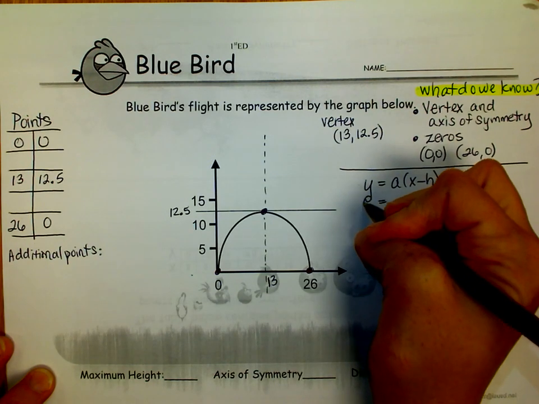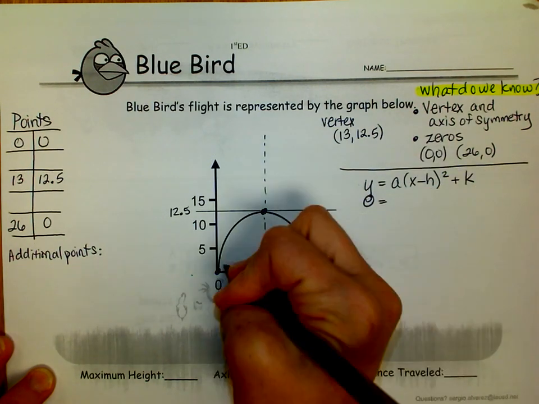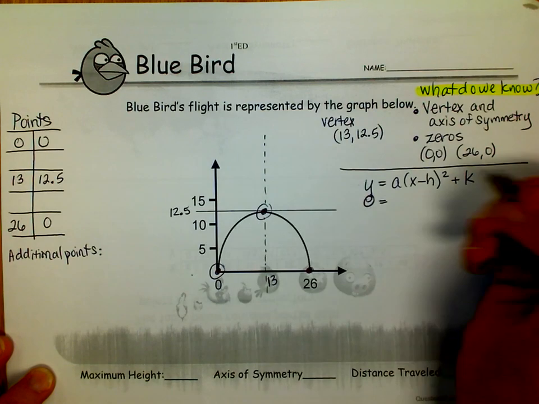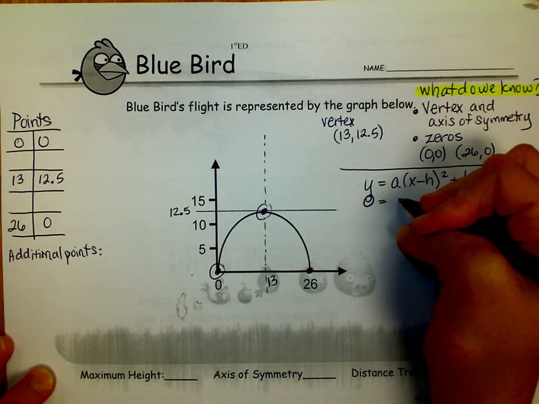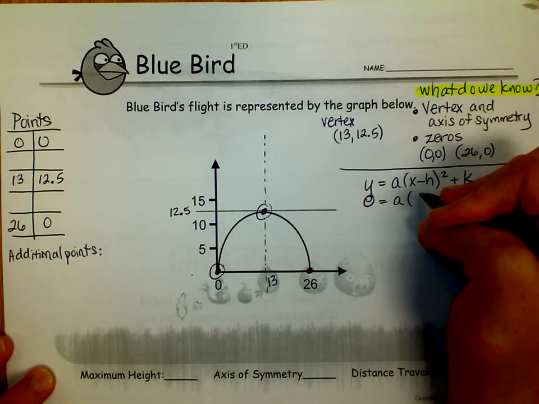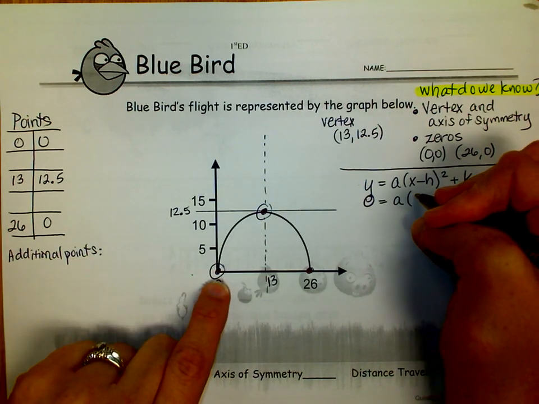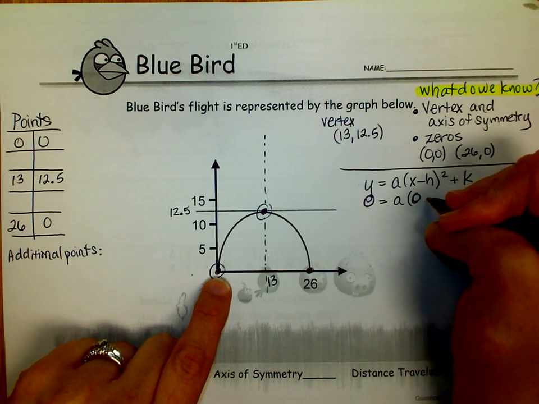So we're going to put in a 0 for the y. So we're choosing this point and this one. So we have a 0 for the y. We do not know the a value. That's what we're looking for right now. And the x value, when the y value is 0, is this first 0 right here, which is at 0.